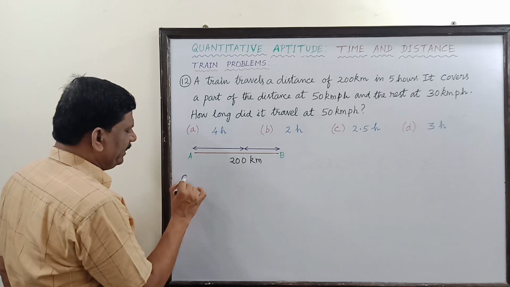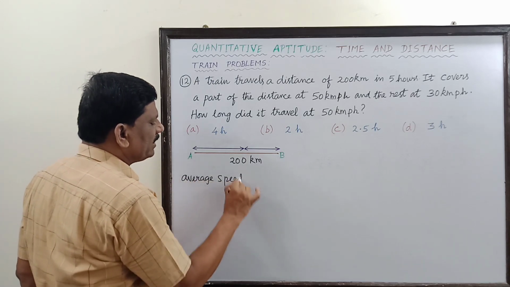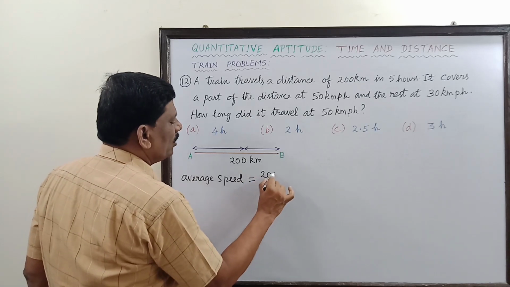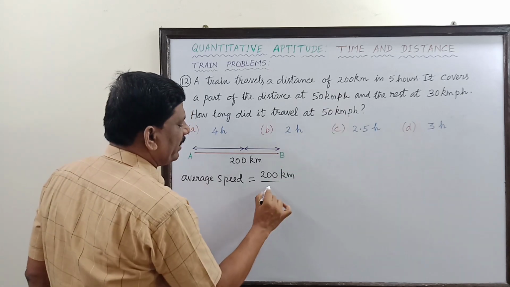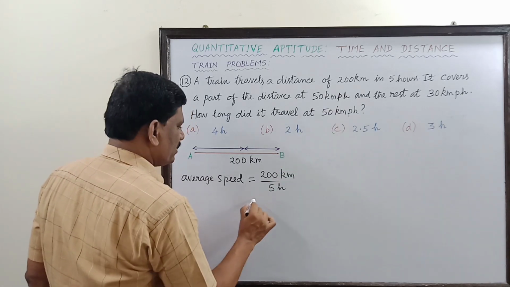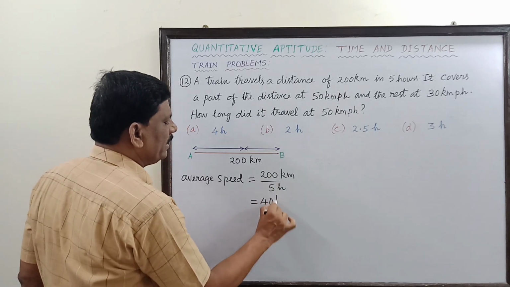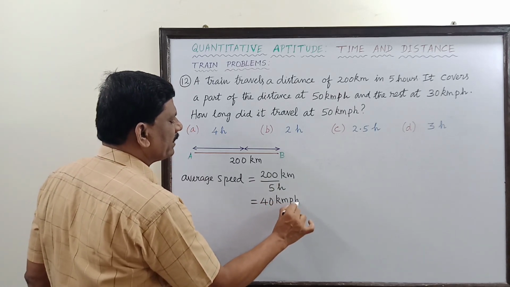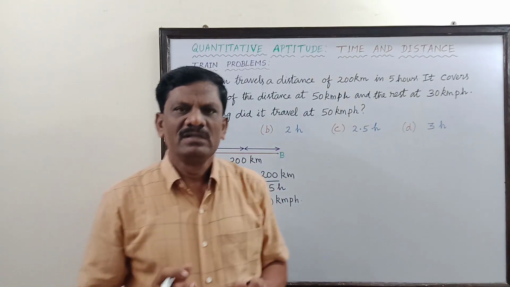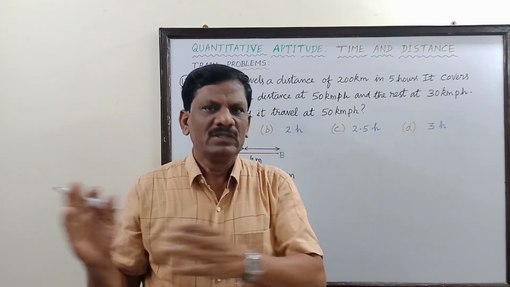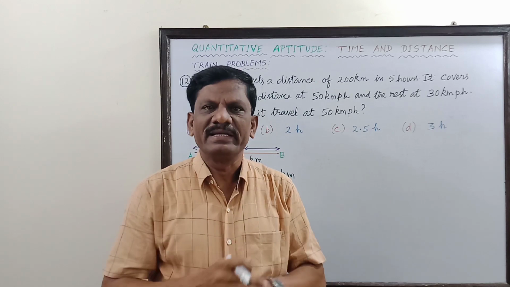So the average speed of the train is equal to 200 kilometer divided by 5 hour. So this will be equal to 200 by 5, which is 40 kilometer per hour. So this is the average speed. Have you understood this first? So average speed means what? The total distance divided by the total time taken.